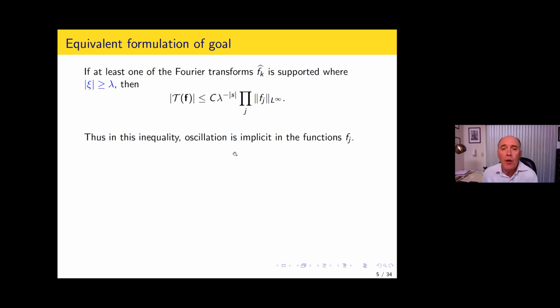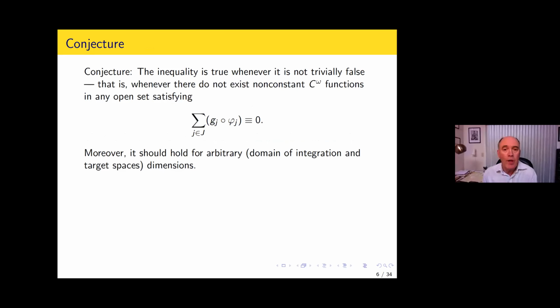And so this is why I call these implicitly oscillatory inequalities. By assuming that the Fourier transform is supported at high frequency, I'm assuming that there's some oscillation in the factor. Okay, so that explains the name. Okay, and there's a very simple conjecture here. The reasonable conjecture is that the kind of inequality we're interested in is true whenever it's not trivially false. This is somewhat in the spirit of the last talk, of course. The inequality is true whenever it's not trivially false.